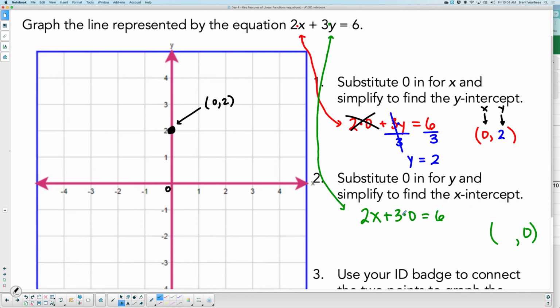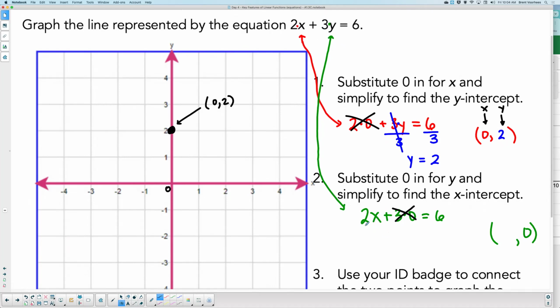3 times 0 is 0. Now, once again, it's adding. Whenever you add by 0, does it change the number? No. So this part will always cancel out. That's what I mean. It's a shortcut. You don't actually even have to write that part down. When you substitute a 0 in, it's just going to cancel out. And so you're left with whatever else is there.